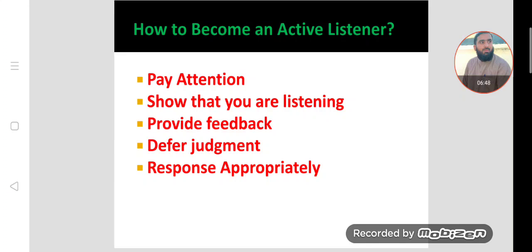Defer judgment. Yes, we will not pass negative remarks in judgment. Respond appropriately. Yes, an appropriate, correct response is the key element to taking an active part in listening. When somebody is asking us for a response, we have to give an appropriate, correct, up to the mark response. Okay, not beat about the bush.